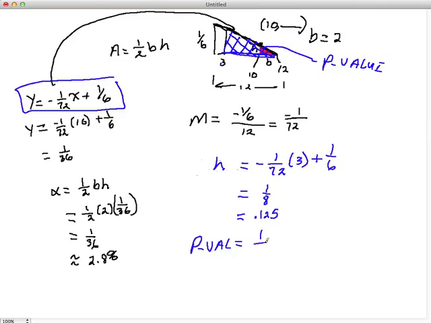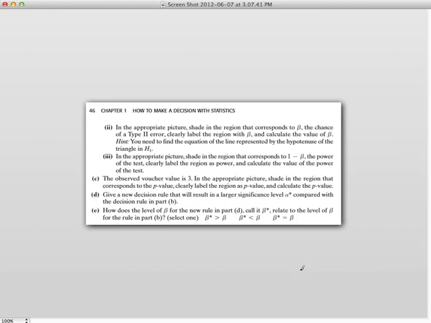So what is the p-value? It's 1/2 the base. Well, the base was equal to 9 times the height, which is what? That's 1/8. Okay, and when you turn the crank on that and get it to spit it out, you're going to get what? 56.25%. Okay.